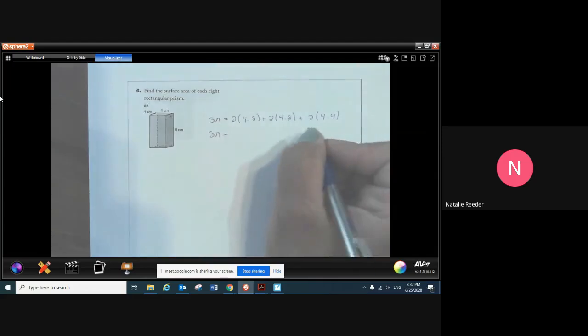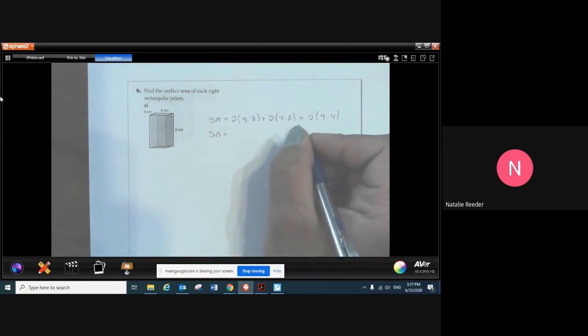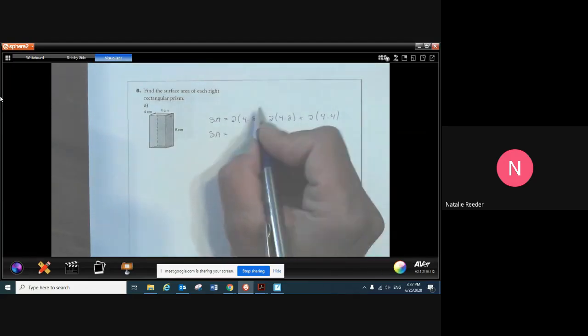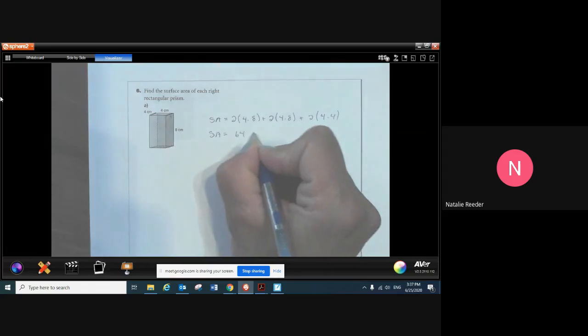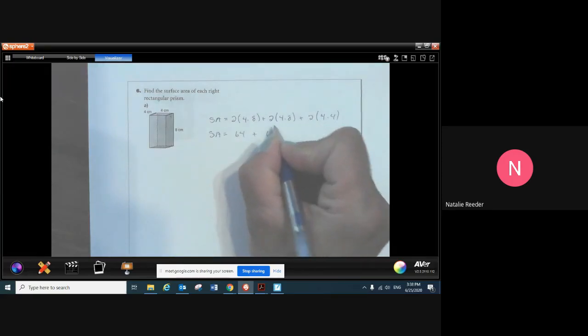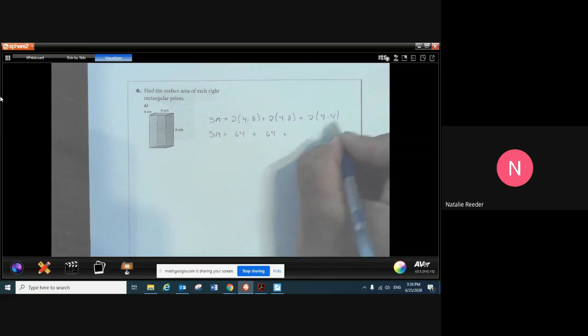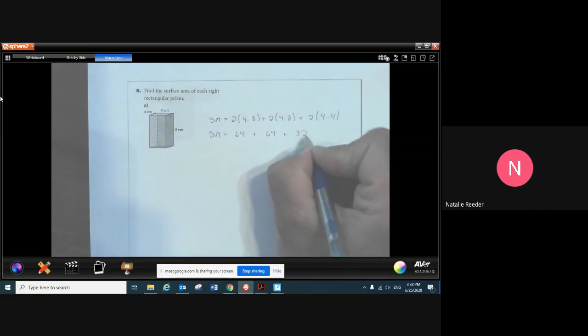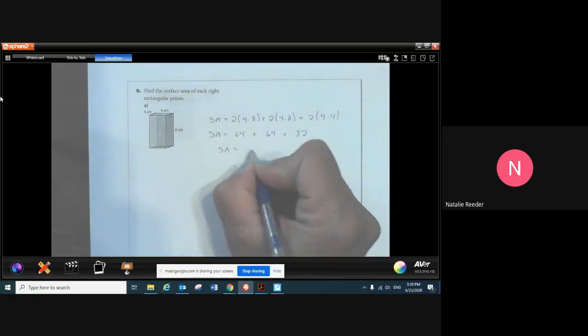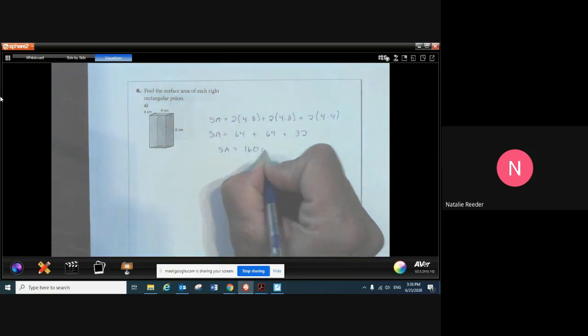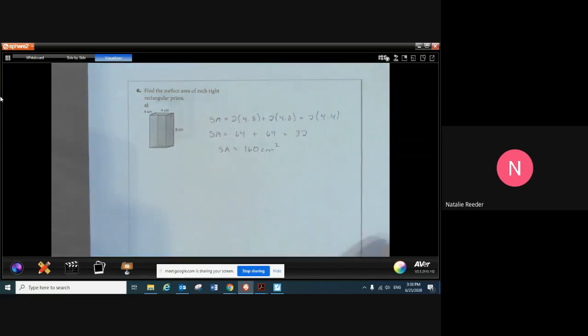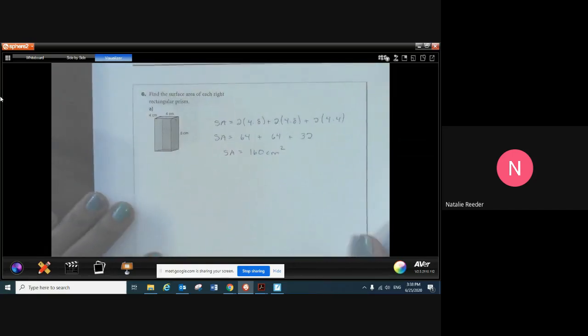So let's do all of our multiplications before we add. 2 times 8 times 4 is 64. This one also gives me 64. You can see that they're the same numbers. And 2 times 4 times 4 would give me 32. Add all of that together, and it's 160 centimeters squared. And that's it. That one is done. We've got a few more.